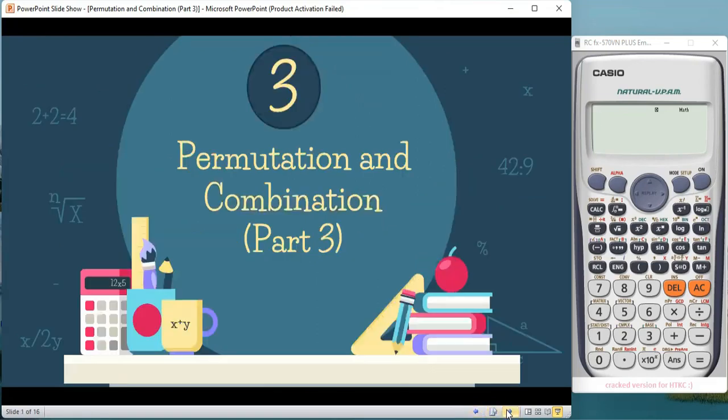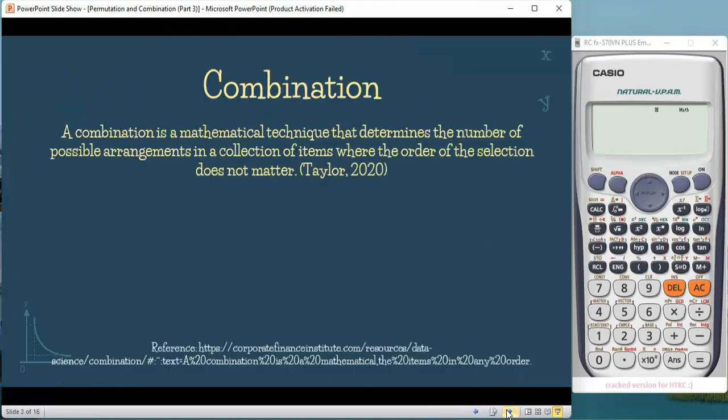For today's video, we're going to talk about permutation and combination. This is part 3 of our video series. So as you can see, tapos na po tayo sa permutation and this time we're going to focus on combination. So first, let's define what combination is.